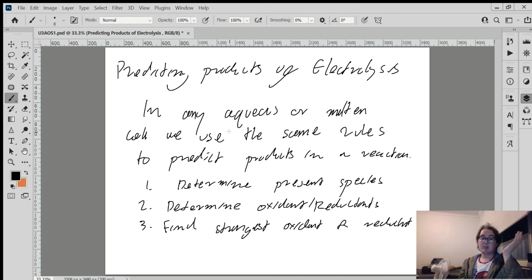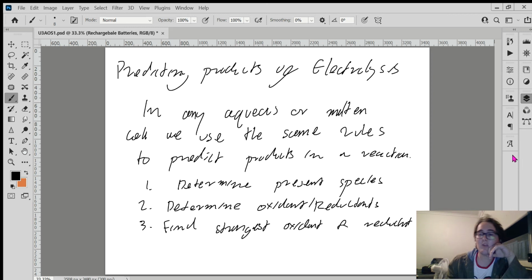One of the most important things is predicting the products of electrolysis. In any aqueous or molten cell, we use some rules to determine the products in a reaction. Now, Miss says something with the backwards Z, or I don't know how that works. I just sort of read the data book and get it from that. But if that works for you, go ahead. But first, of course, you have to determine the present species, split them up into different oxidant or reductants, and then find the strongest oxidant and the strongest reductant.